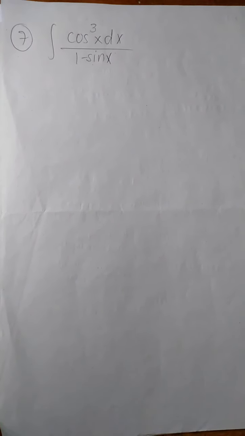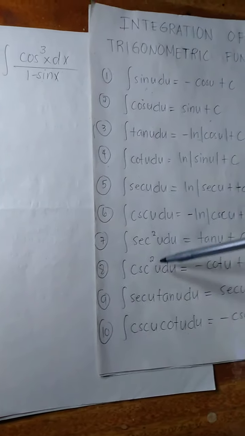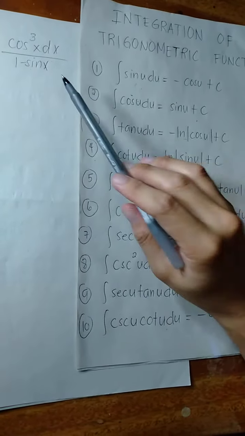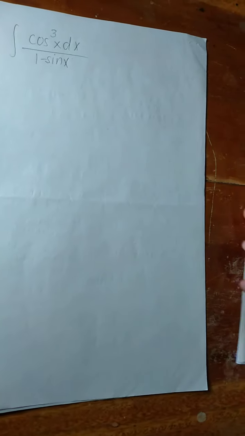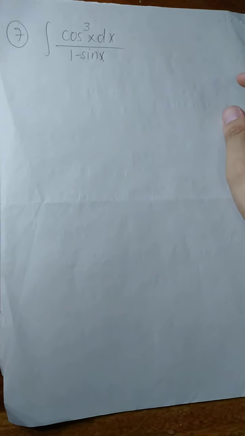So kung mapansin natin ulit, wala tayong direct formula for cosine cube. Yung squared lang naman yung pinakamataas na power dito, di ba? So of course, at secant lang yung meron. So wala tayong cosine cube. So kailangan natin ulit mag-manipulate or mag-transform ng ating trigo function. Okay, so anong pwedeng gawin natin?